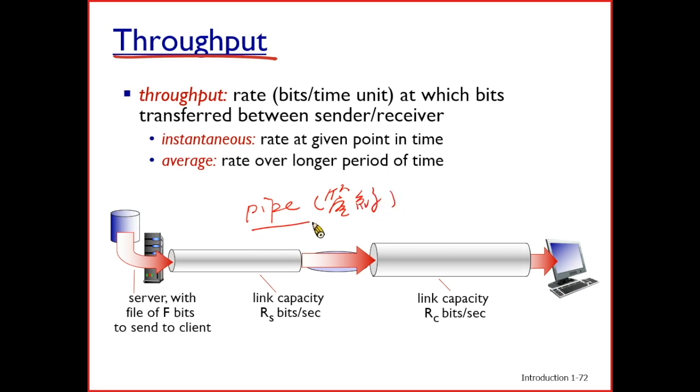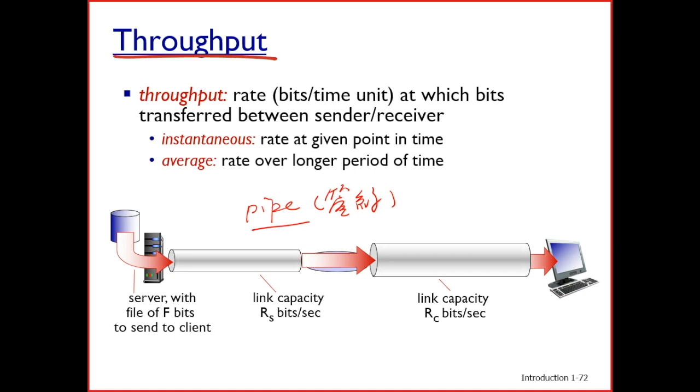All right, so we use pipe. And here, pipe doesn't fill the low capacity and the high capacity. And if I ask you to consider throughput, throughput here is the rate at which bits transfer between the sender and receiver. And of course, we can have the instantaneous throughput or average throughput. But right now, we ask you to consider the first one, instantaneous throughput.